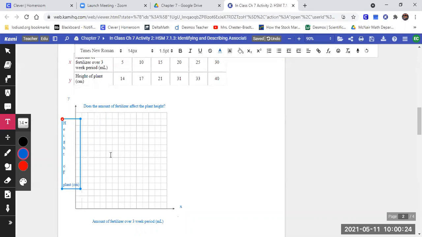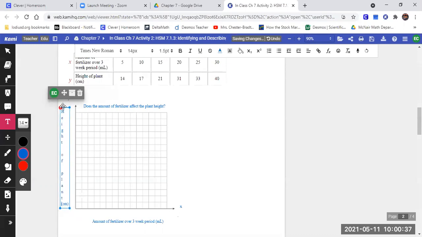See if it looks cool. It's not too bad. I'm going to do that, because that's where it would be. In a real graph, that's where this information would be along the side. So I put it along the side.